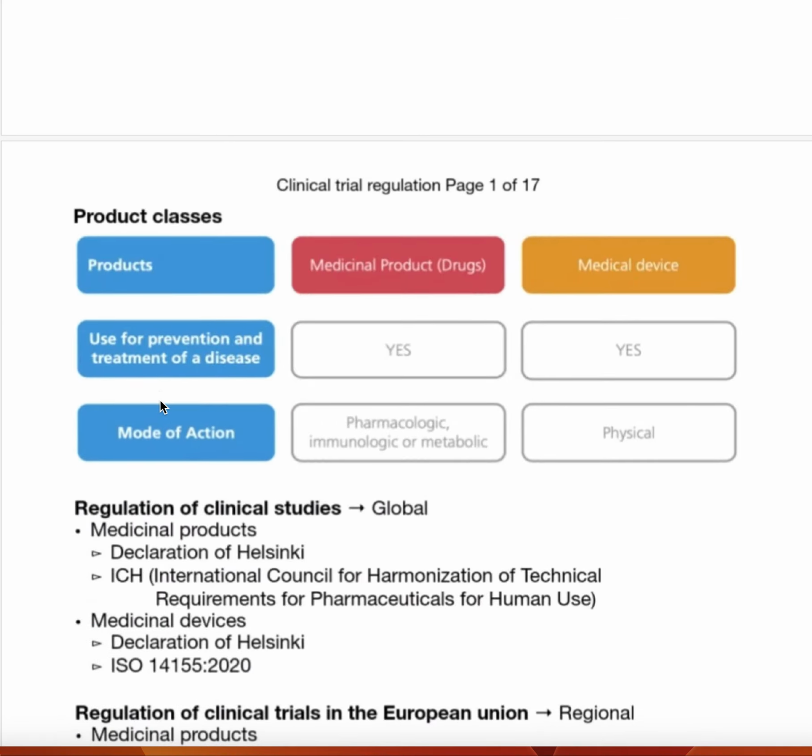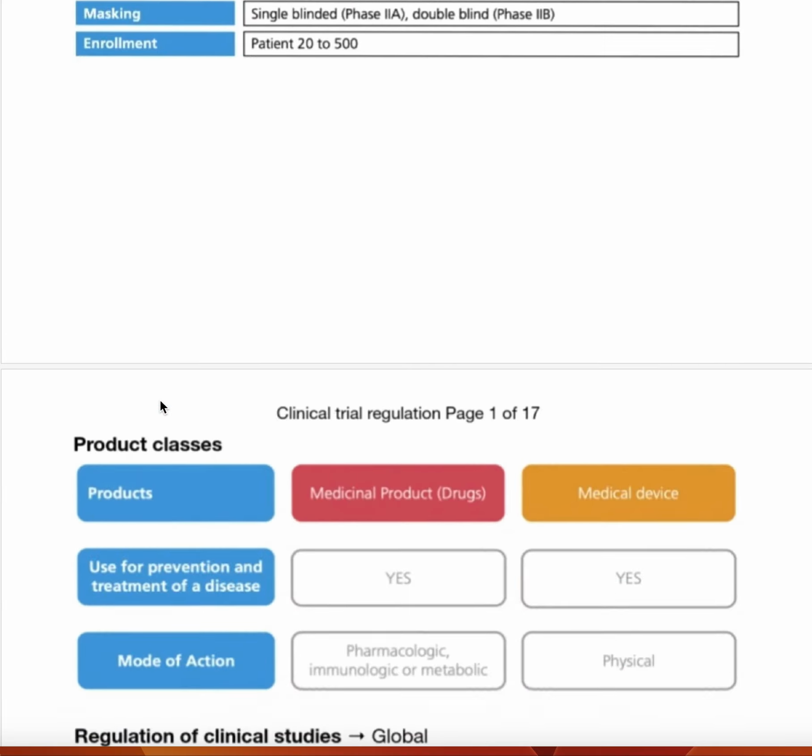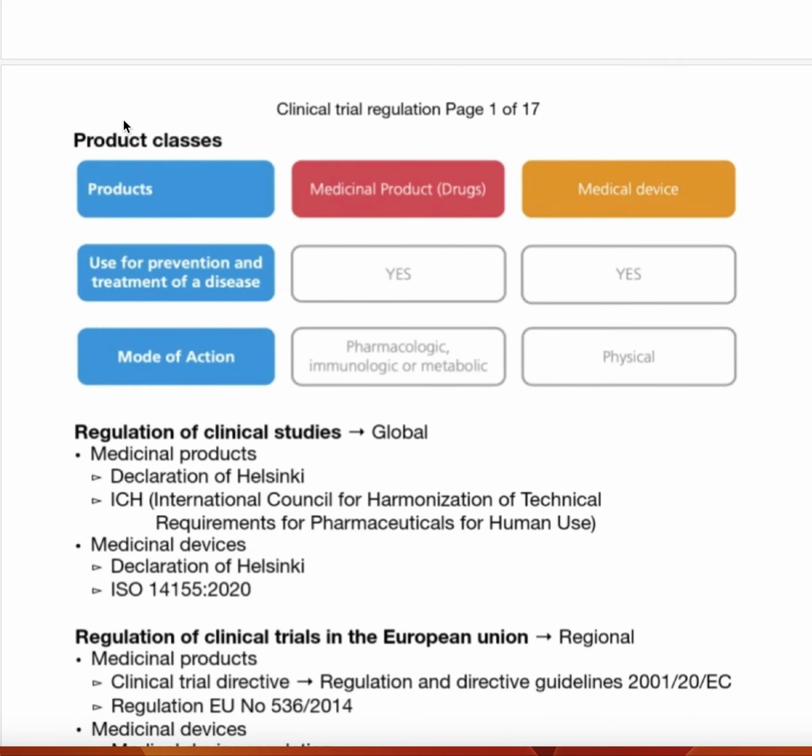And then product classes, because we just discussed the two phases. The products may be medicinal products, drugs, or maybe medical devices, used for the prevention and treatment of disease. Yes, drugs are used for this and devices are used for this. Mode of action: pharmacological, immunological, or metabolic. The medical device is physical. So the medical device is physical, and the medicinal products, drugs, have other actions. They may be pharmacological, immunological, or metabolic.